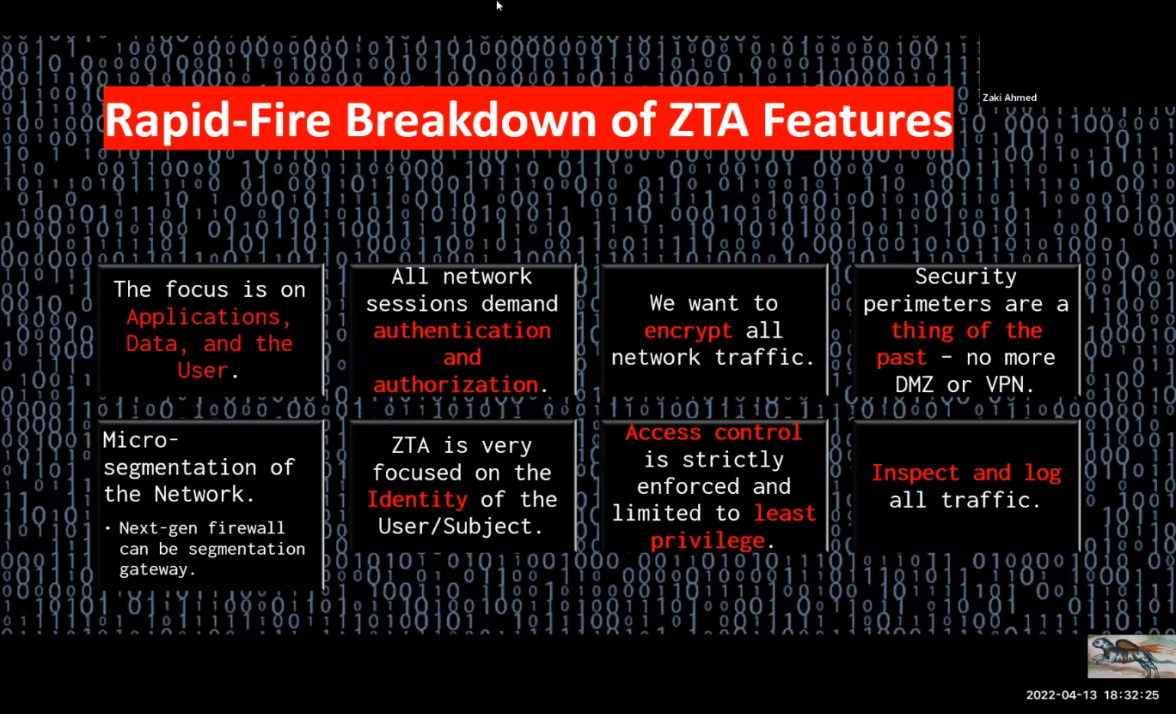It prevents lateral movement and it limits and prevents data breaches. So it focuses on applications, data, users, and the identity of the user or subject by providing limited access, like least privilege. It inspects and logs all traffic, uses micro-segmentation of the network, and all network sessions must be authenticated and authorized, and all network traffic is encrypted in ZTA.